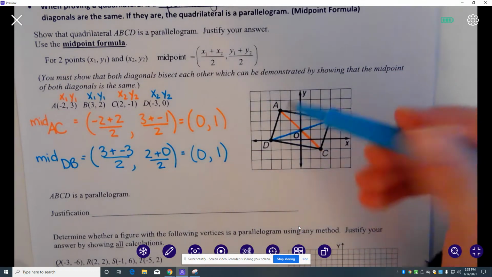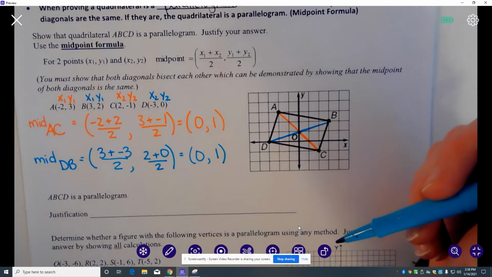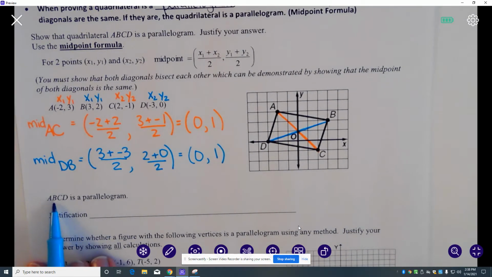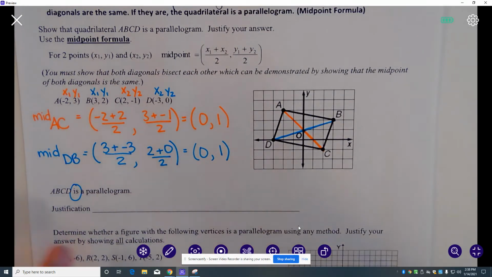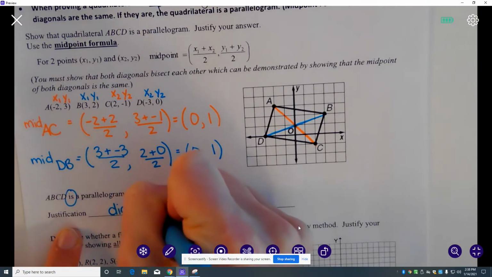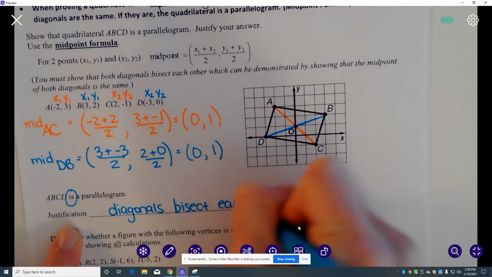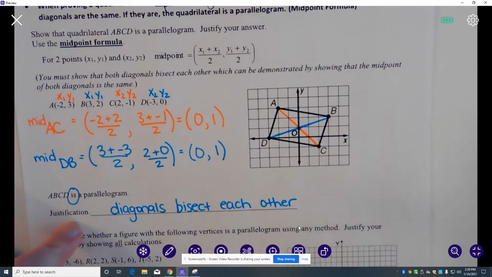These two diagonals have the same midpoint. That means the diagonals bisect each other. So we know quadrilateral ABCD is a parallelogram, and the reason for that is the diagonals bisect each other because we've shown that their midpoints are the same.